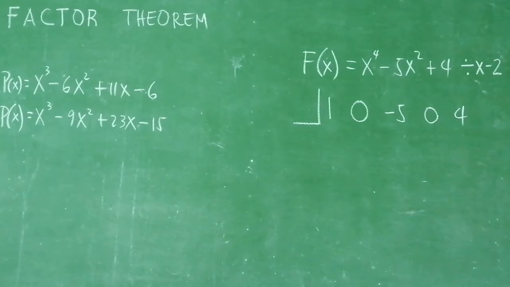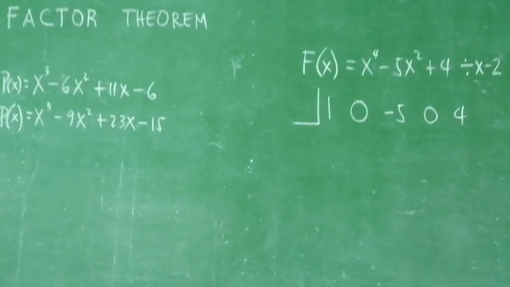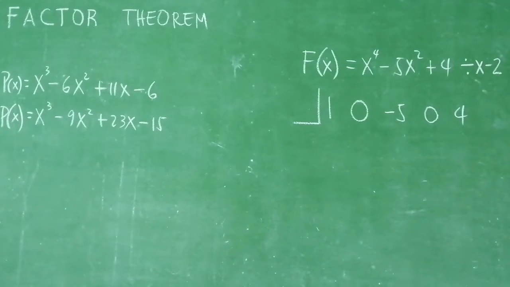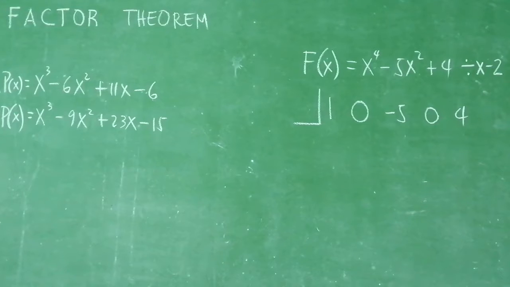So, we are going to talk about the factor theorem. If a polynomial p of x is divided by the binomial x minus r, and if p at r is equal to 0, then x minus r is a factor of p of x. Moreover, r is a root of p of x. So that is called the factor theorem.